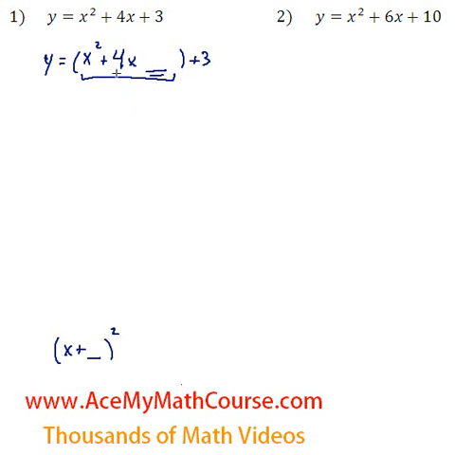There's a small rule. We can just take the 4, divide it by 2, and square it. 4 divided by 2 is 2. 2 squared is 4. So we're going to add a 4 over here. And I also need to take it away, because if I'm adding a 4 out of the blue, this is an equation, right? So I need to balance it. So I need to take it away. Okay, and what does that do?